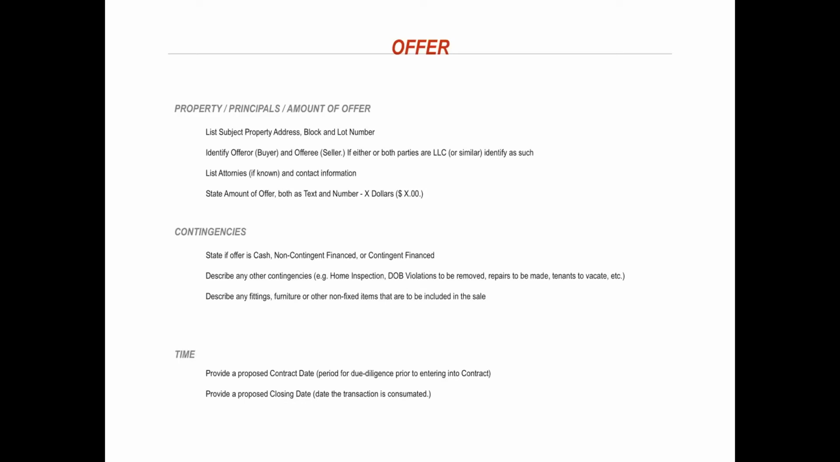Okay, so this is how you make an offer. First thing you want to do is identify the property, the principles, and what you are offering. So you want to list the subject property, that which you are going to buy, and identify the block and lot number. You identify the offerer, that is you, and the offeree, who is selling it to you. And if either or both parties are an LLC or similar, identify them as such. Ideally, if you know who the attorneys are, list them, and then state the amount in both text and number, how much you're offering for the property.